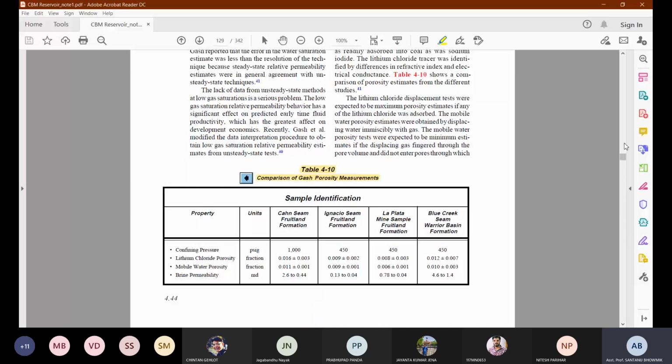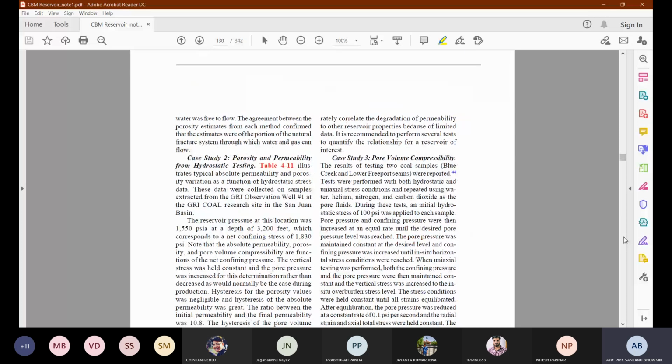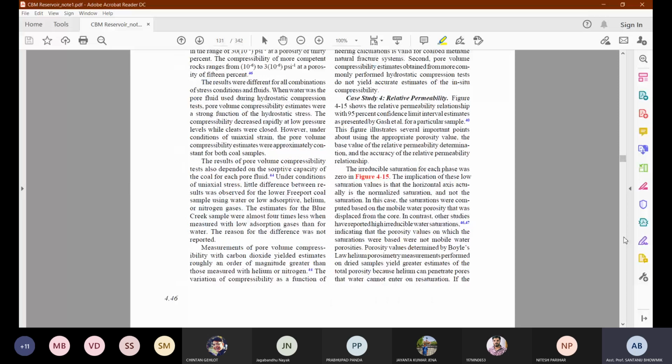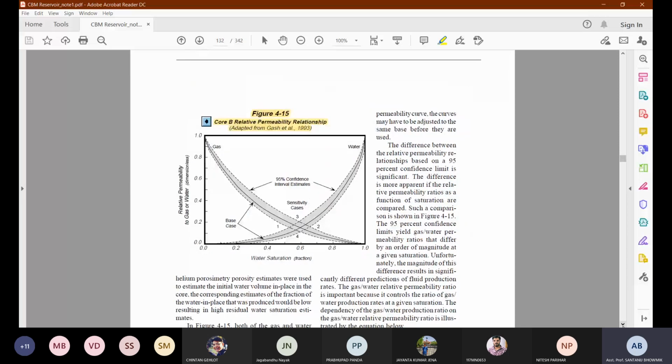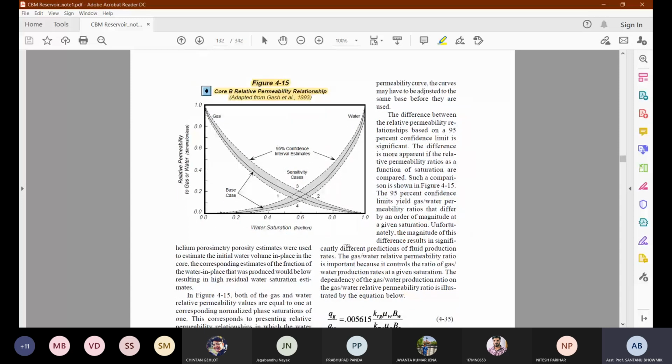This table, they have given the data from the historical point and the earlier reservoirs. I'll only discuss this graph. This graph is very, very important. This graph is from case study 4. Okay, I just need to show you what is happening here.